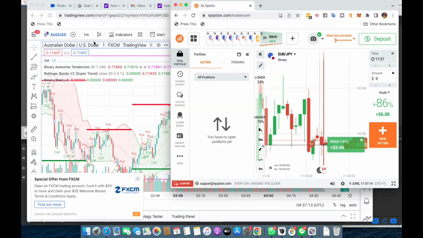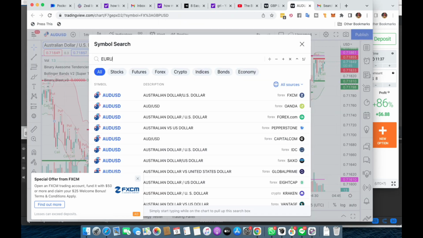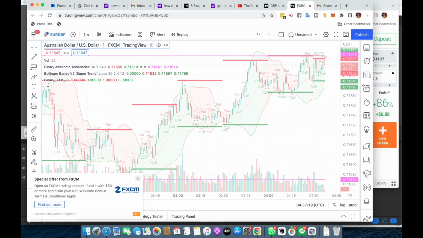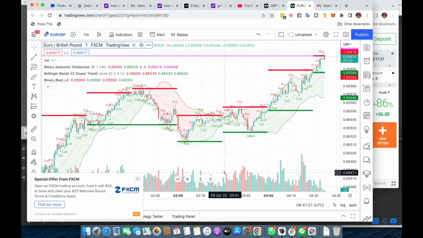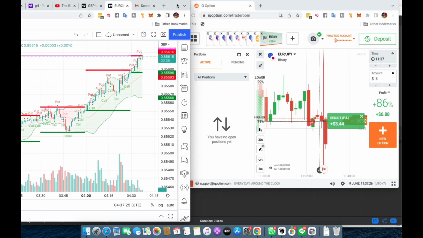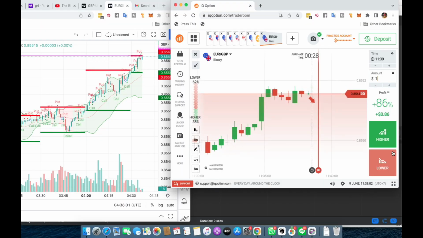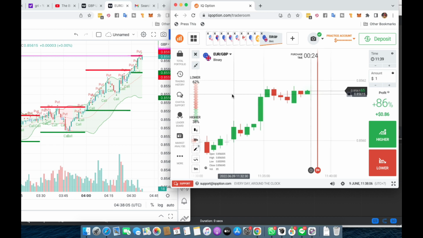Also very jammed up. Oh my god, this is good. Alright, so yeah, let's do that. We do the Euro Pound instead. There is no signal here, so we have to wait for the next signal.